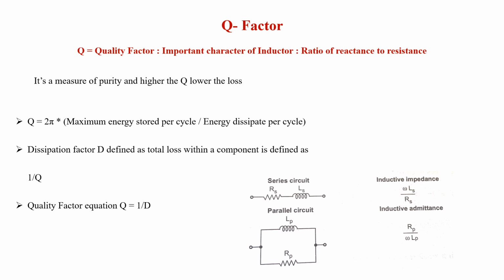divided by the energy dissipated per cycle. This is the basic information on the quality factor. There is one more definition that we call the dissipation factor, which is related to the total loss within the component, and that is given by 1 by Q. The quality factor Q can also be given as 1 by the dissipation factor.